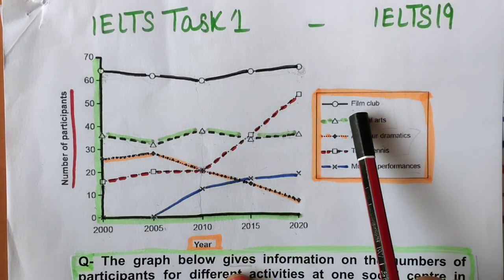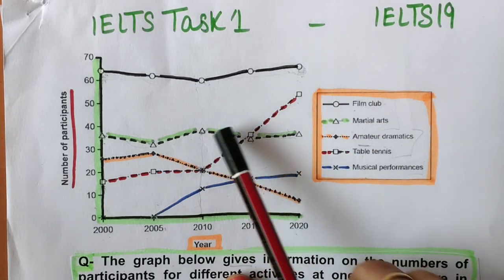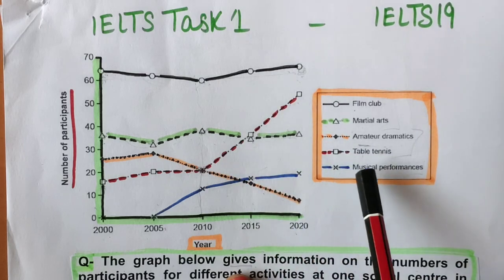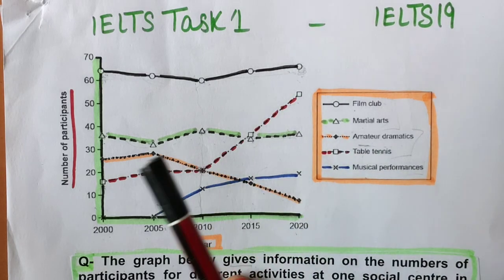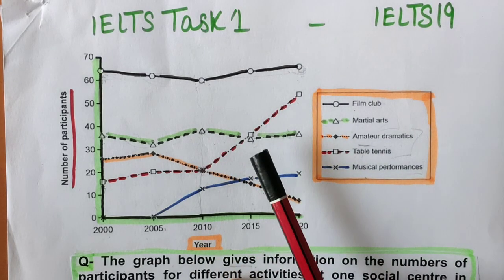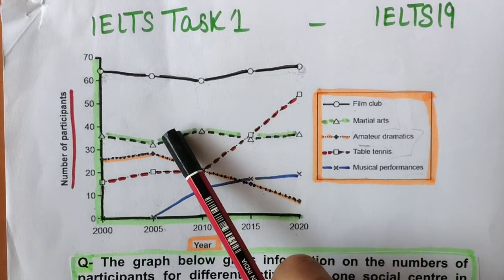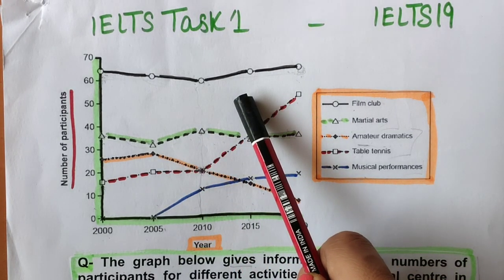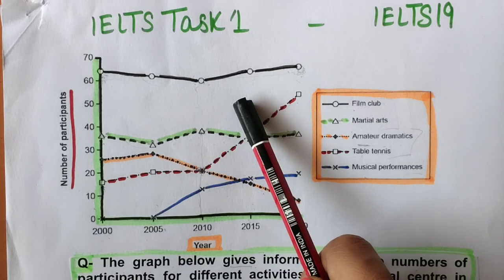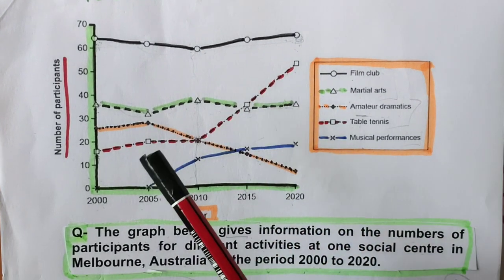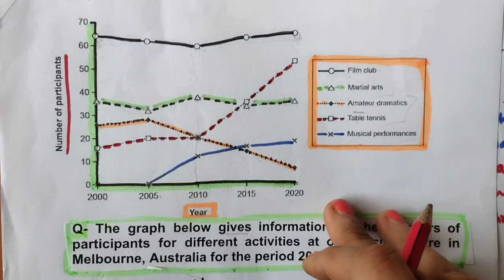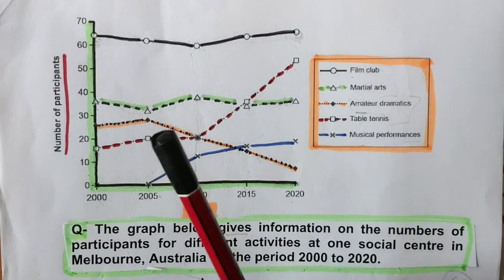So circle one is film club, this is martial club, amateur dramatics, and then table tennis, and then musical performance, the blue one. After getting writing task 1, just look at the diagram and recognize the type of IELTS writing task 1. This is a line graph, and bar graph is also there, table is also there, pie chart is also there, maps are also there. I will be covering all of test 4 from this book.